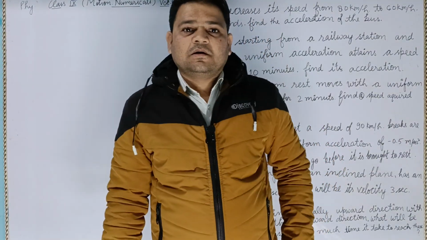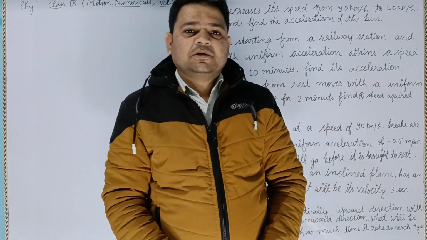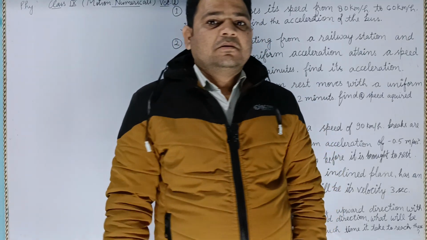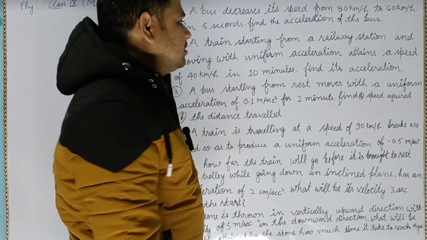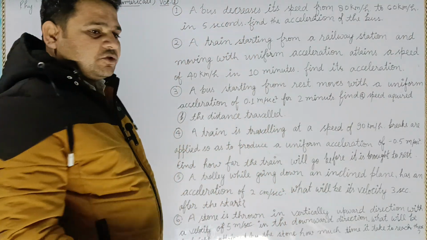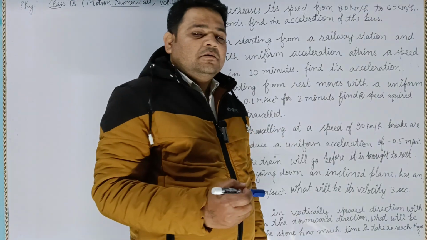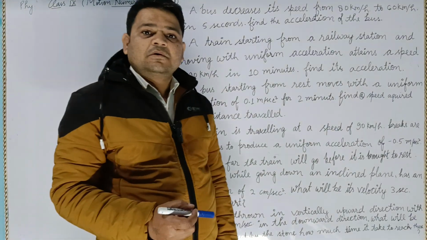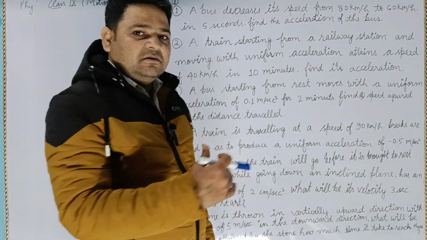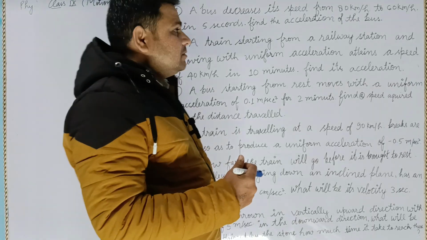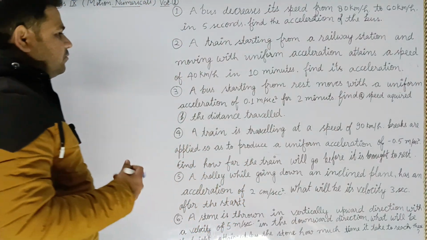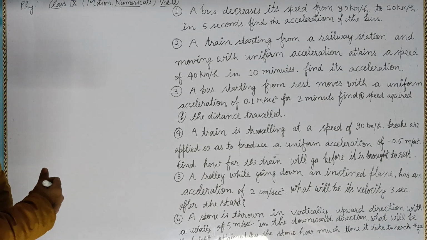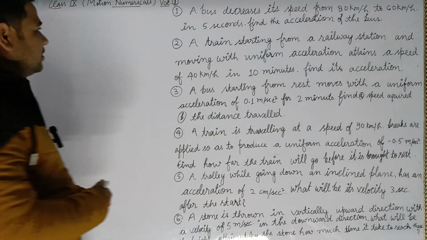Hello students, today we are going to solve the questions of class 9th. The chapter is Motion. The Motion chapter is related to the motion of an object along the gravitational force and along a straight line. So we are going to solve questions related to both types of motion.